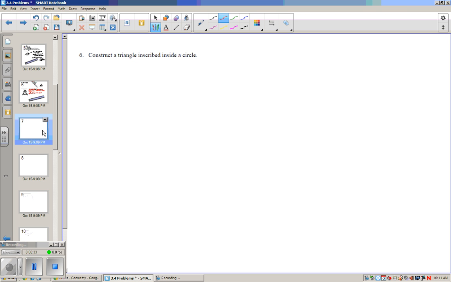Now they're going to be very simple, and the thing about these constructions is yours may not look the same as mine. It is still an accurate construction, whereas everything else should look the exact same when you construct it. This might be a little bit different. So first we need to learn a little bit of terminology. They're asking us to construct a triangle inscribed inside of a circle. So inscribed is the key word here. I'm going to underline inscribed. That's the key word. And it's inscribed inside of a circle.